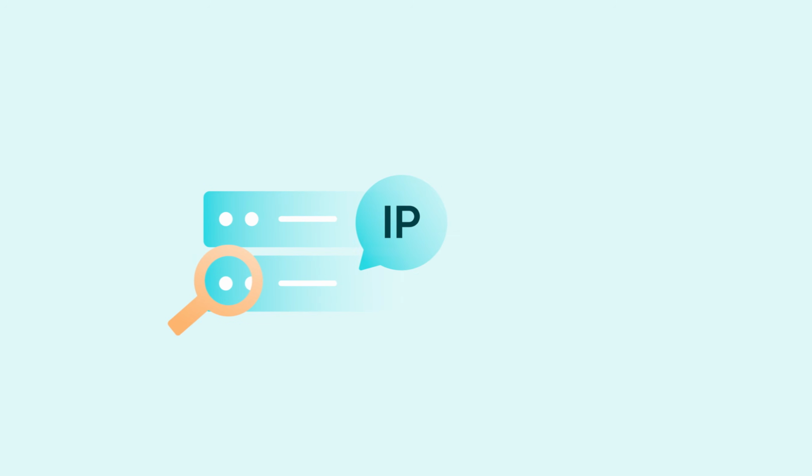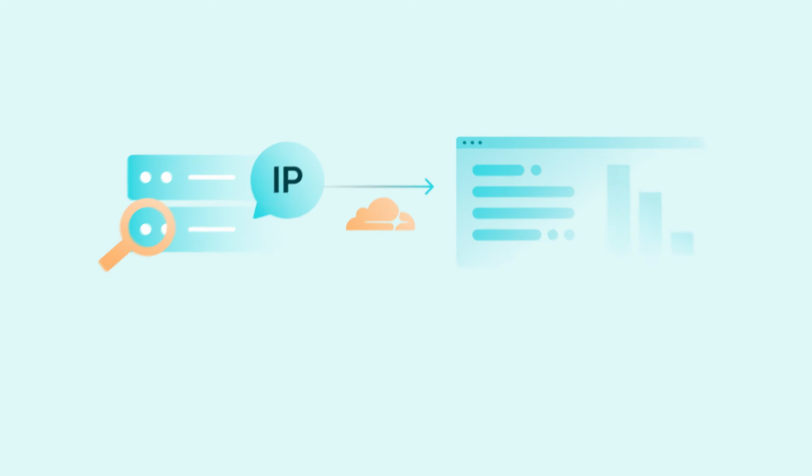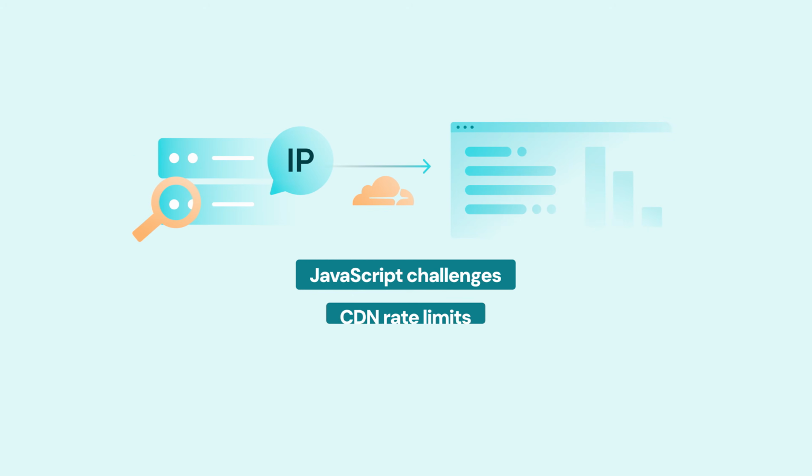If you can find the website's IP, connect to it directly instead of going through the Cloudflare network. That can avoid JavaScript challenges, CDN rate limits, and some firewall rules, but only if the origin server is not firewalled. How do you find an origin IP?